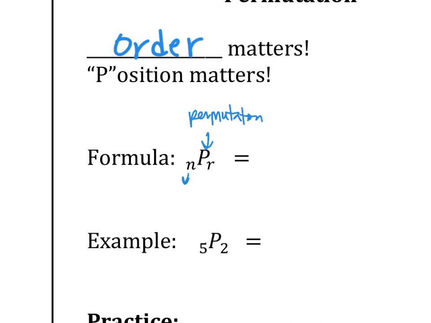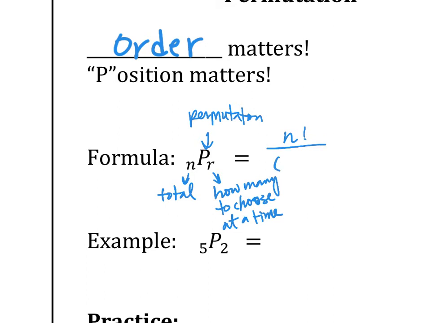This N here means the total you can choose from. This R means how many to choose at a time. Okay, when you see this, what you do is you do n factorial over n minus r factorial.